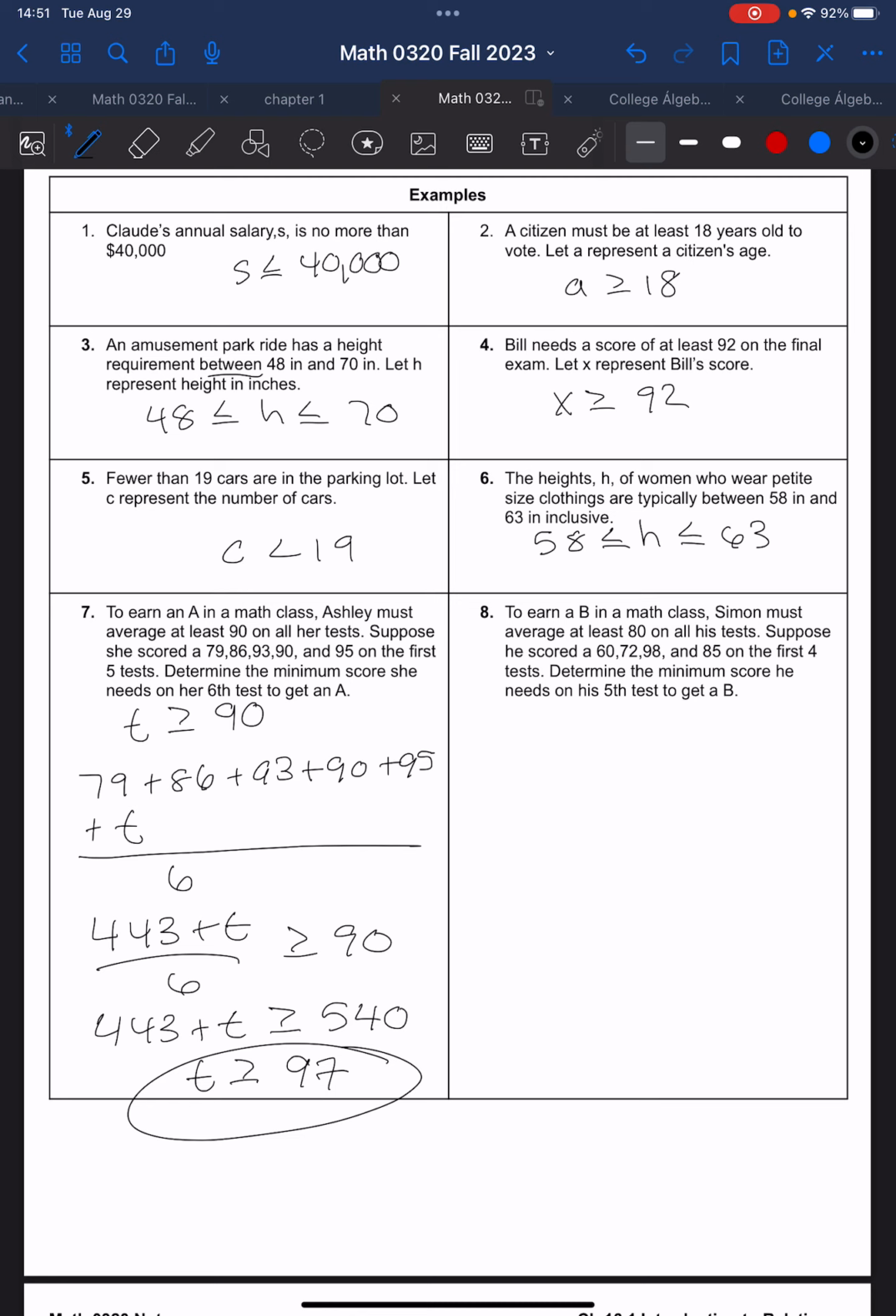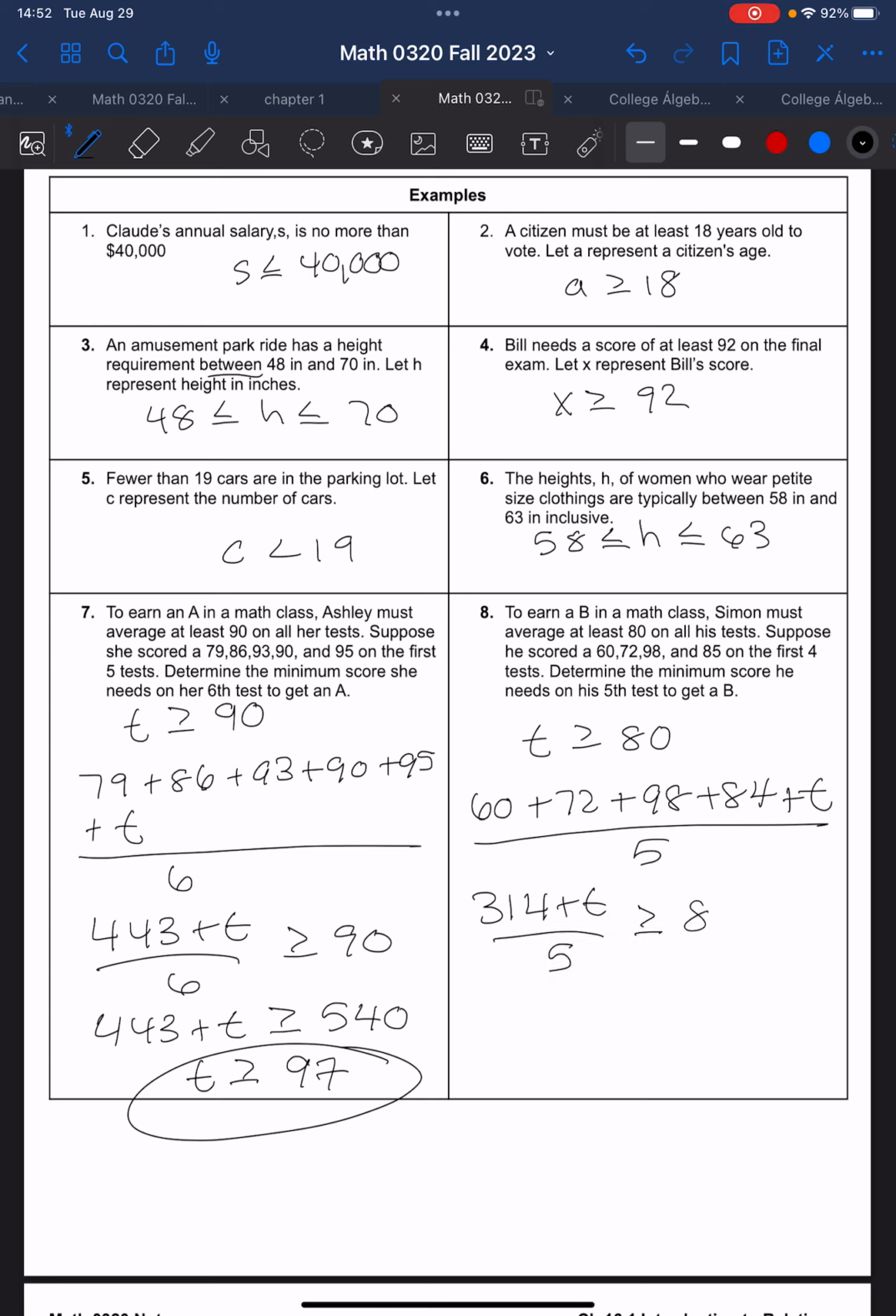Number 8, very similar, different numbers. This time they said in order to earn a B, they need to have an average of at least 80. So greater than or equal to 80. Our test scores this time are 60 plus 72 plus 98 plus 85 plus T. In this case, there is only 5 tests, so this is being divided by 5. So let's go ahead and simplify those numbers. 314 plus T over 5 greater than or equal to 80. Multiply both sides by 5, and we get 314 plus T greater than or equal to 400. And then subtract that 314 over, and we get T is greater than or equal to 86.